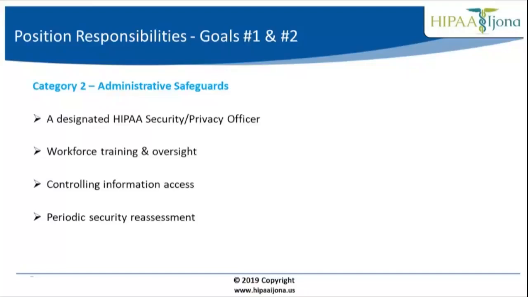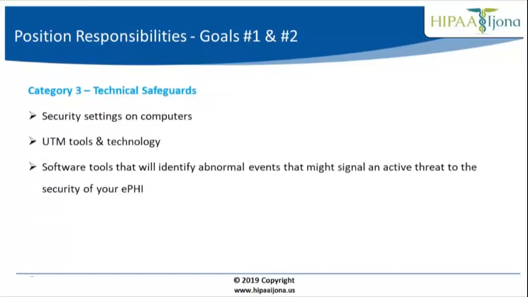Other administrative safeguards are workforce training and oversight, controlling information access, periodic security assessments. They're going to be looking for those kinds of things. We're going to talk about those. They're going to be looking at technical safeguards: security settings on your computers, UTM tools, Unified Threat Management software. And then there are software tools out there now that will identify abnormal events that might signal an active threat to the security of your protected health information. If you're not into those, you might want to look into those, okay? Those are technical safeguards.